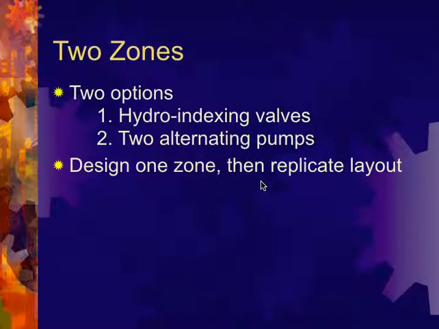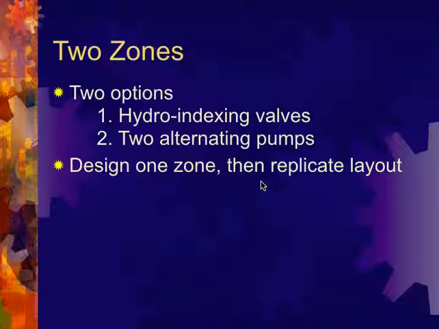In any event, we really have two basic options when it comes to designing for zones or multiple zones with continuous flush design. One is to use a hydro indexing valve that will alternate every other dose, or depending on how many zones we have, will rotate around to each zone, each subsequent dose event. Or we can use two alternating pumps that will alternate back and forth to two different zones. In this case, we would need to have two separate headworks to be able to adjust the pressures and flows.